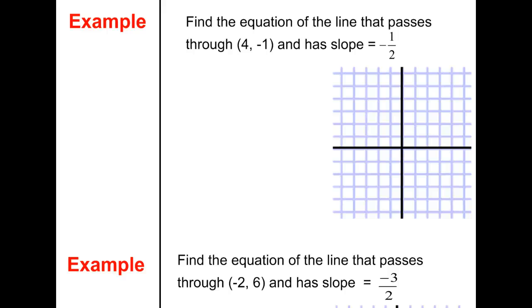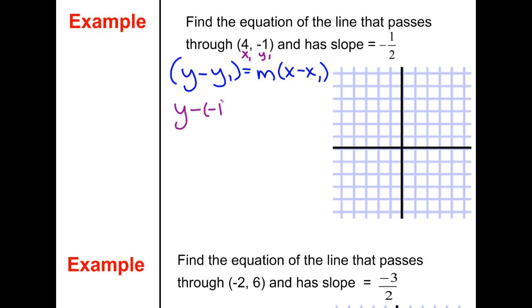Again, point-slope form: y minus y1 equals my m times x minus x1. Something that might help you guys is to actually label these points. This is my x1, y1. So I actually can plug those in now. So my y minus -1 is going to equal -1/2 times my x minus 4.